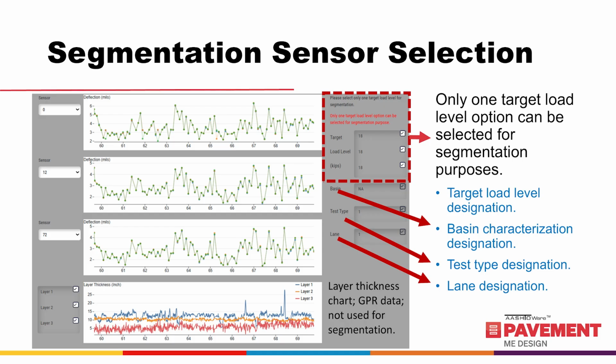We have previously defined test type and lane designations. All lane designations can be used for segmentation, but if there is a reason why a specific lane should be removed from the segmentation process, those lane designations should be manually unchecked.